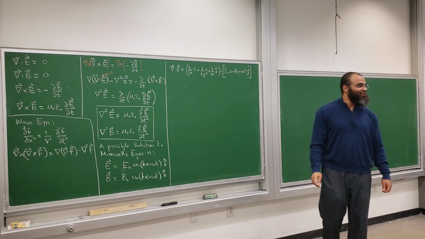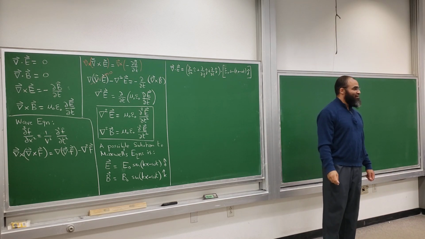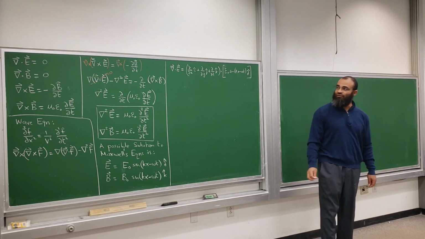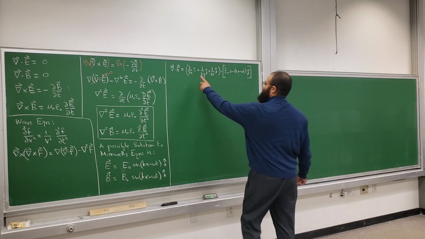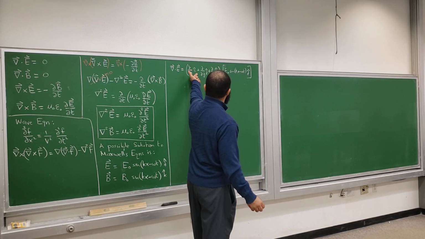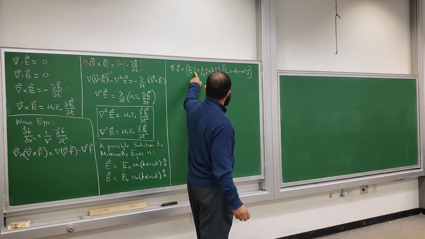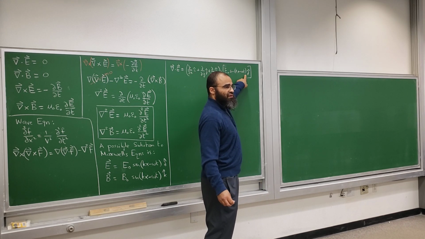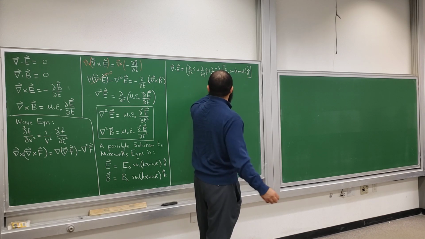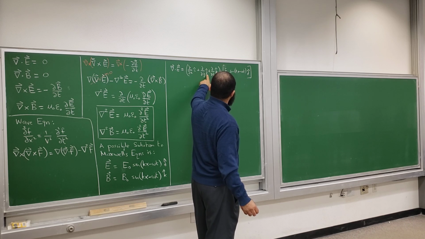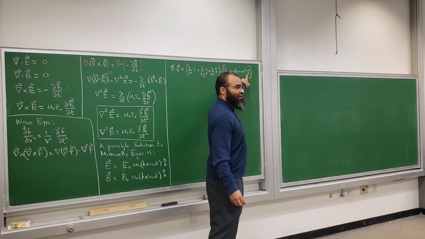Let's see if this gives us the desired result. What's the desired result? What do we want this to be? 0. We'd like it to be 0. So let's check if it is 0. Let's do the first one. The dot product of the first term with this term. So what's the dot product of i hat with j hat? 0. Good.